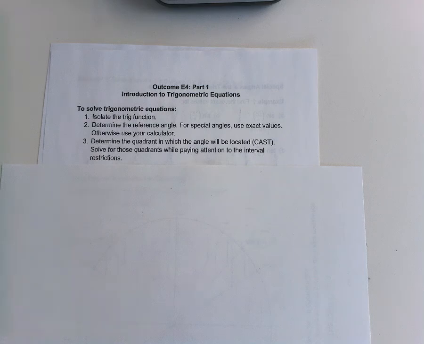Once you have that by itself on one side, the other side is either going to be a special angle, and we can use exact values for that, or we can use a calculator. You also have to pay very close attention to what quadrant your angles will be located in and solve for those quadrants. So look for where values are positive or negative and solve accordingly.